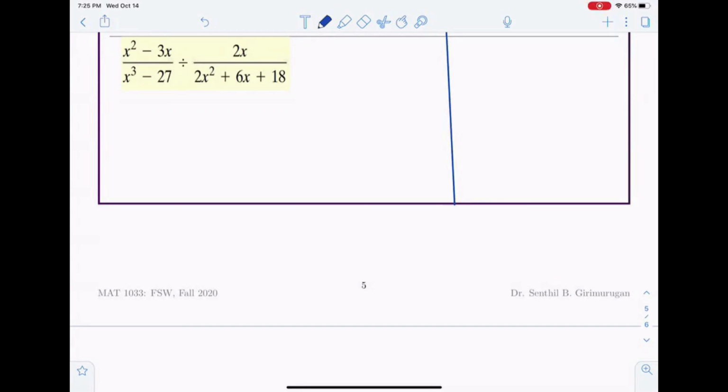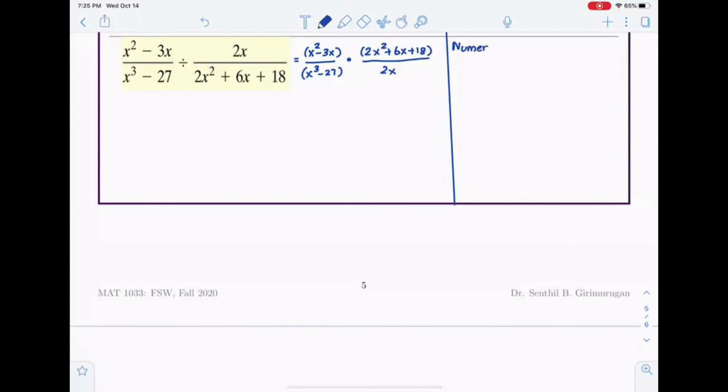So the very first step is to flip and multiply. So the first rational expression is x squared minus 3x divided by x cubed minus 27. Flip and multiply, so times 2x squared plus 6x plus 18 divided by 2x. So the numerator gets multiplied to the numerator, the denominator of the first rational expression gets multiplied to the denominator. So let's tackle one at a time.